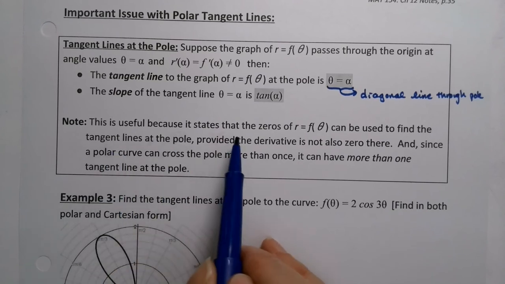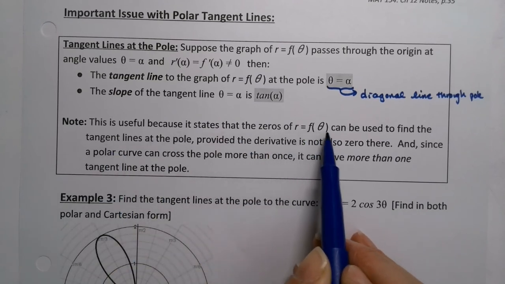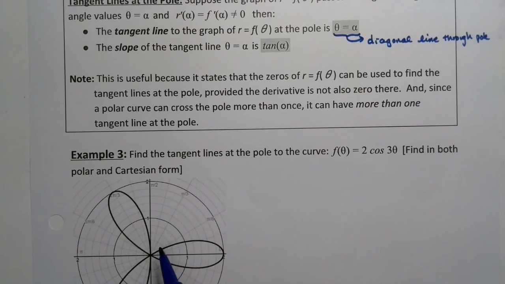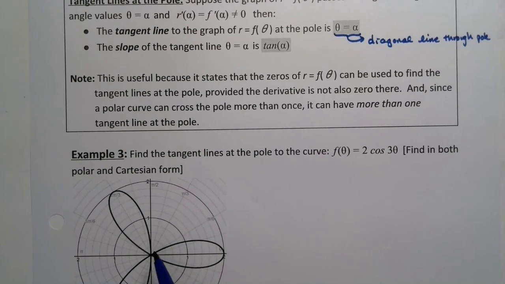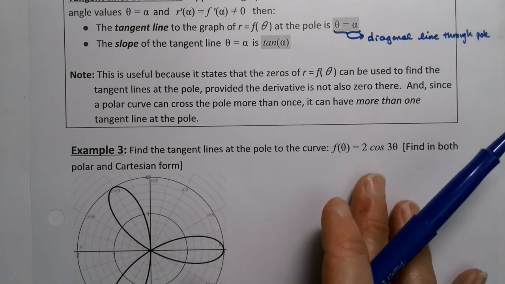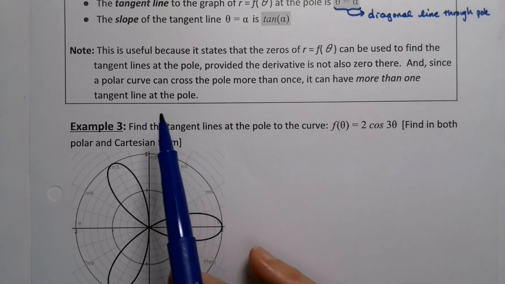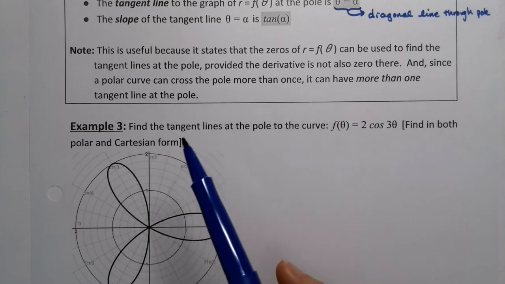This is useful because it states that the zeros of r equals f of theta can be used to find the tangent lines at the pole, because the zeros, of course, will be where it goes through the pole. And then we can use that to find the tangent lines at those poles. Nice. Provided that the derivative is not also 0 there, because if the derivative was 0 there, we'd have problems. And since the polar curve can cross the pole more than once, it can have more than one tangent line to the pole.